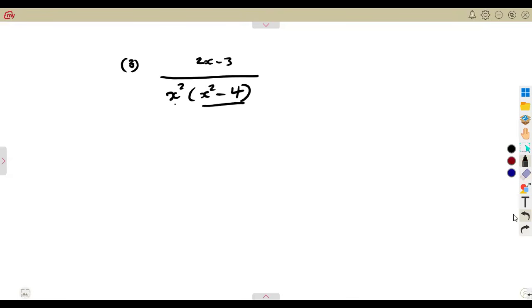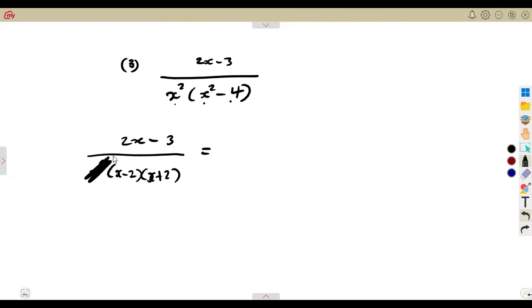But what about this bracket? It's not a quadratic because we can factorize this. It's a linear. There's a difference of 2 squares: x squared minus 4. Remember, that's a difference of 2 squares. So this was supposed to be written as 2x minus 3 over x squared into x minus 2 into x plus 2, from our difference of 2 squares, the square root of this, the square root of this.